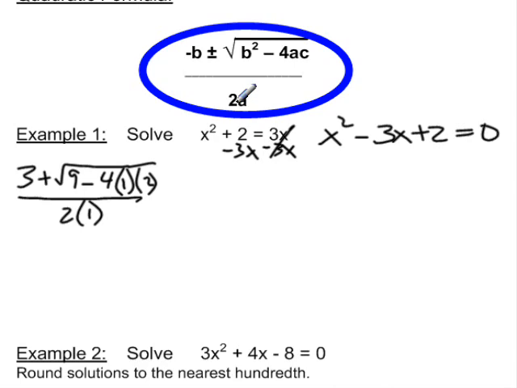So let's do that. Okay, so we have 9 minus this. Okay, so 4 times 1 is 4, times 2 is 8.